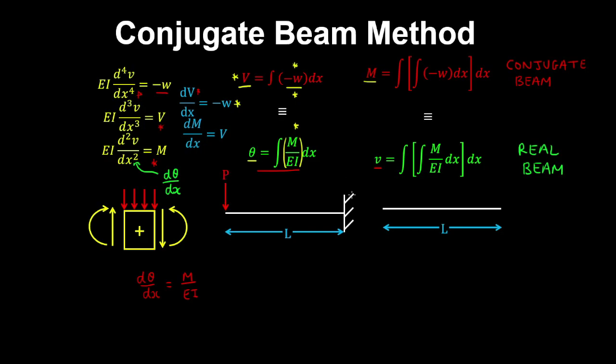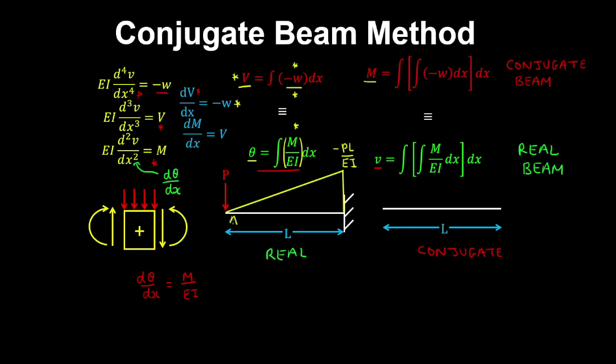So given our cantilever subjected to a point load, it has a linear bending moment diagram of minus PL at the support, and dividing through by EI gives the curvature. So this is our real beam. And now to construct our conjugate beam, we need to match the boundary conditions of the real beam.